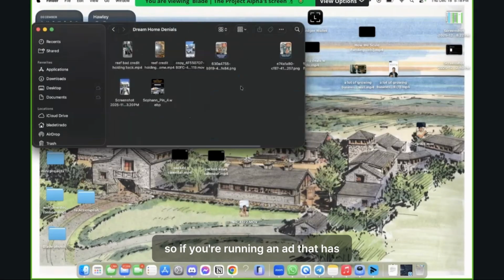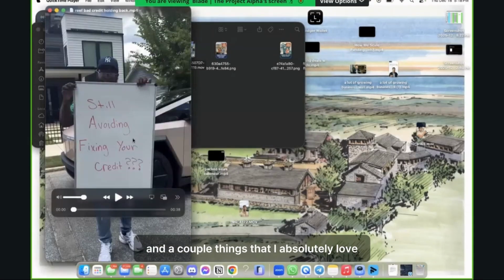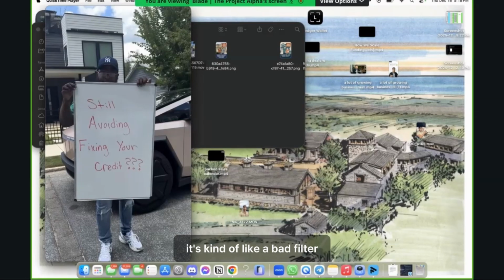So if you're running an ad that has, let me just pull up an example of something that I'm not too crazy about and a couple of things that I absolutely love. What I'm saying is that if you put up a Yankee hat on top of here, the AI is going to scan that, see it's Yankees, and try to send it out to people that like their Yankees. It's going to filter people out specifically to Yankees, but you're not really filtering out to people that are more qualified. It's kind of like a bad filter.